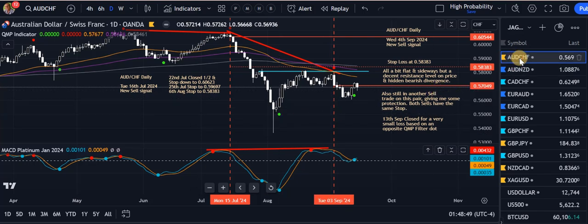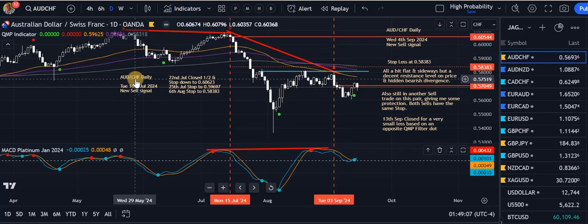So that's the Swiss pairs, all right? We've got the Aussie Swiss. I closed that, and I'll just leave this on the chart. I'll tidy up the chart. It's just for the video. And I know I'm sort of digressing a bit and going out of my normal pattern here, but we've closed that for a small loss. So that sell is no longer.